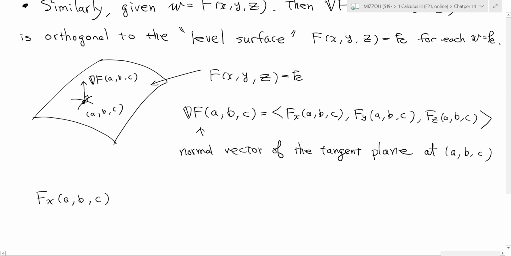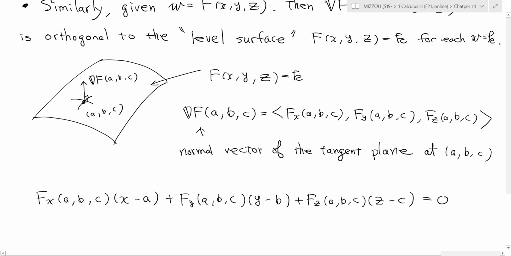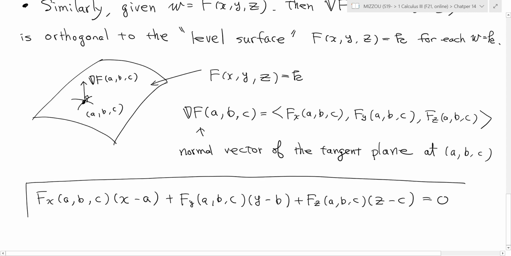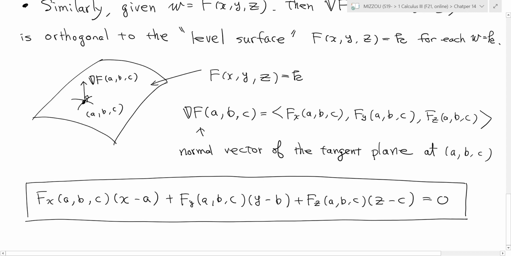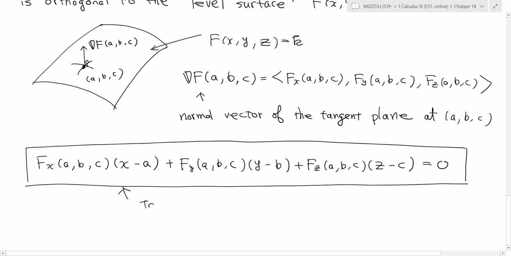f sub x at a, b, c times x minus a, plus f sub y at a, b, c times y minus b, plus f sub z at a, b, c times z minus c, is equal to 0. So this is the equation of the tangent plane to the surface at a, b, c. So this is another formula for the tangent plane.